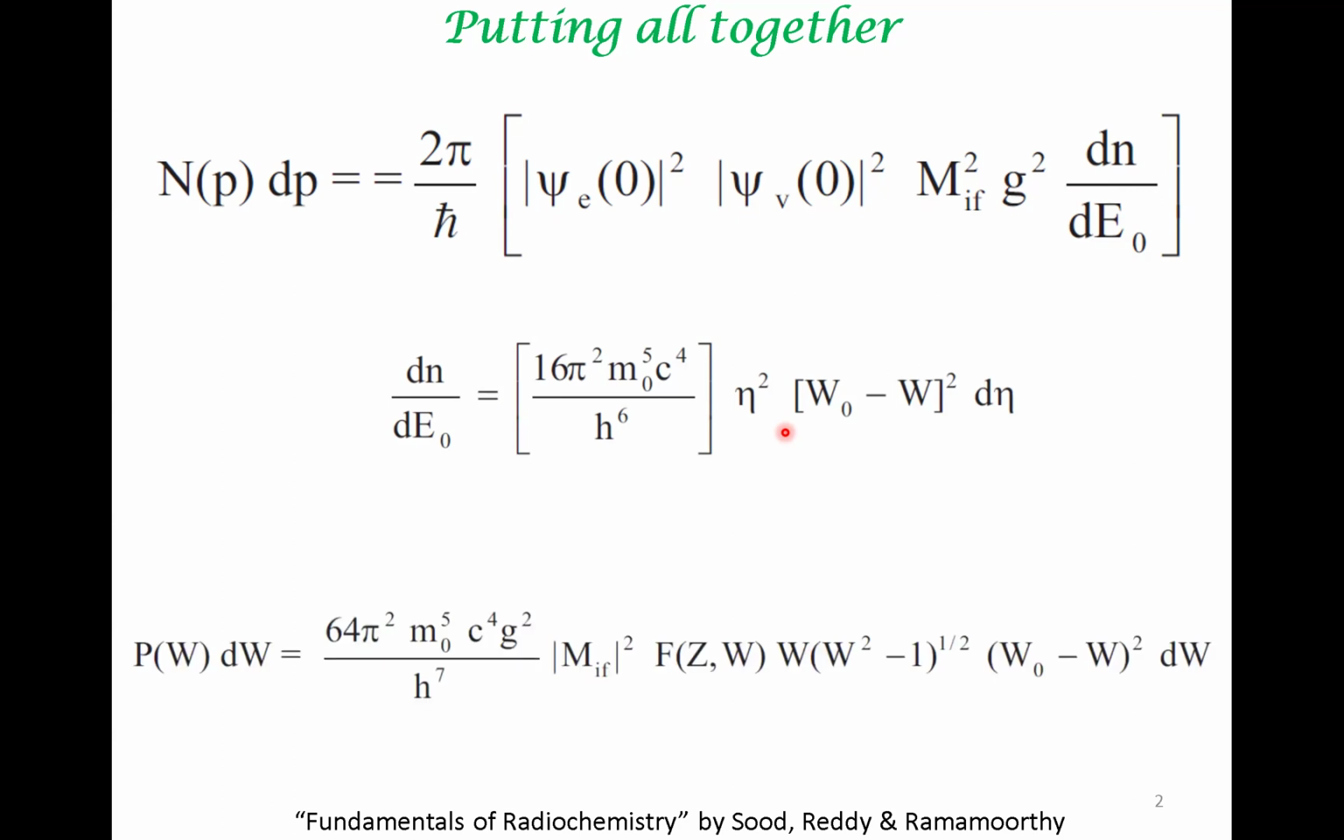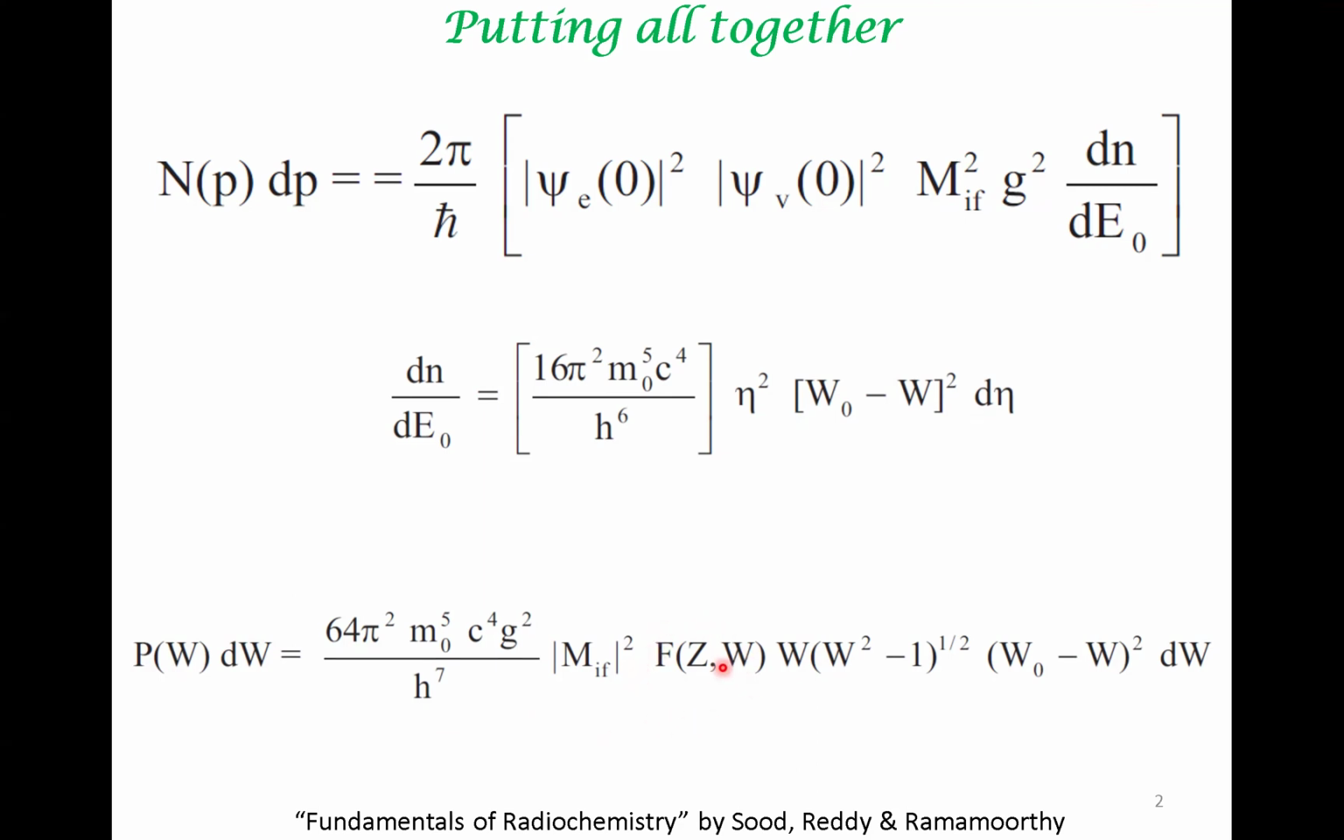Overall, what is it that we get from this theory? Here, this denotes the probability of finding a beta particle at a particular energy W. W is a dimensionless energy. This is the width or the window within which we are looking at the probability of finding a beta particle. And this is the left-hand side. On the right-hand side, we have all these quantities. We have looked at these expressions in a qualitative manner.